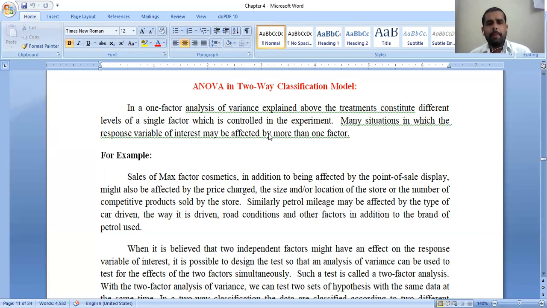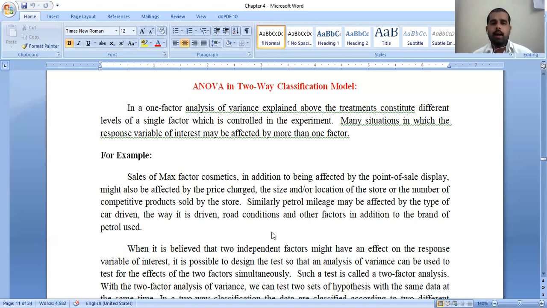The other example is here. Similarly, petrol mileage may be affected by the type of car driven, the way it is driven, road condition, and other factors in addition to the brand of petrol used. Here, for petrol mileage, the type of car driven, the way it is driven, and road condition are important. These four factors we are going to consider. More than one factor will be affecting the petrol mileage.